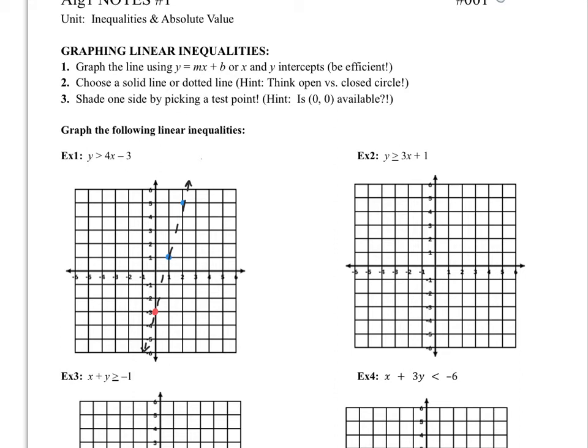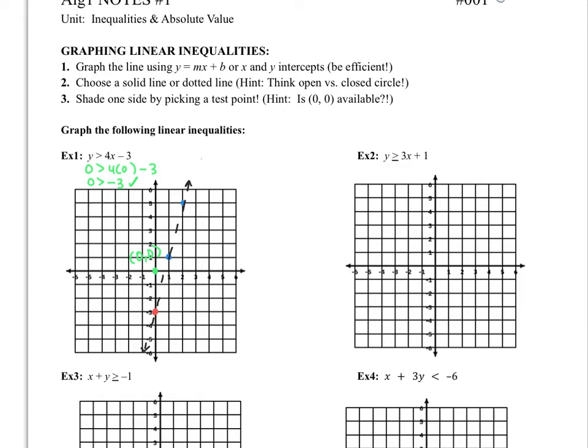The next thing that I'm going to do is shade one side by picking a test point. Of all the points on my graph that might be available, the easiest one to use is 0, 0. And in this case, it's available since the line does not pass through it. So I'm going to replace x and y both with 0. That would give me 0 is greater than 4 times 0 minus 3. 0 is greater than negative 3.